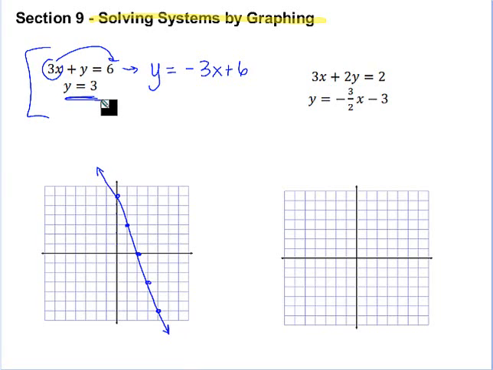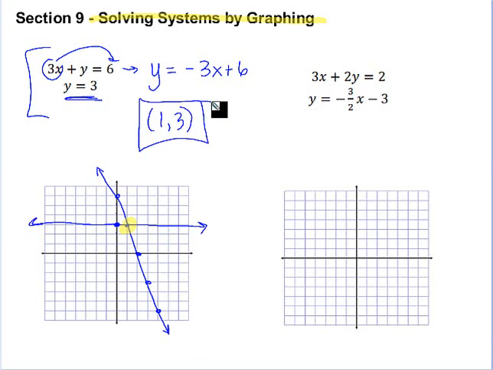Second equation, y equals 3. There's only a y equals, which means we only have a y-intercept at 3. And this goes horizontal, so we draw that horizontal line. And then we identify where those two lines intersect, and they intersect right here. And then we just name that point of intersection, 1, 3. So the solution to this system would be 1, 3.